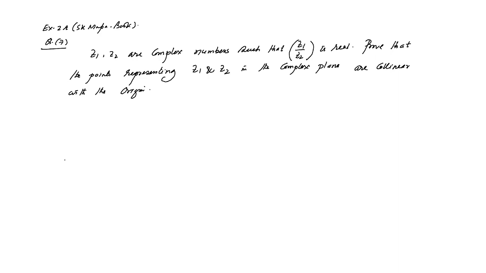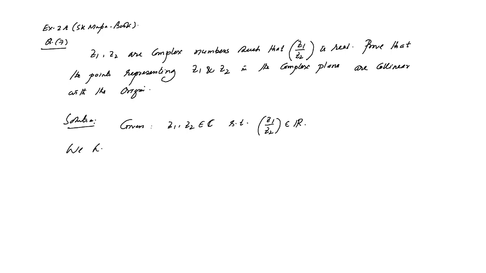This is also one important question in complex numbers. So again, we'll start the solution, and first you need to know what part is exactly given and what you will do. The given part is: Z1, Z2 are both complex numbers such that the ratio Z1 by Z2 is basically a real number.